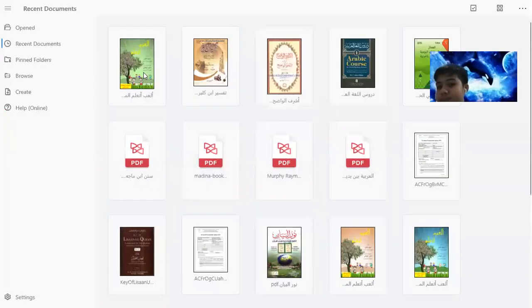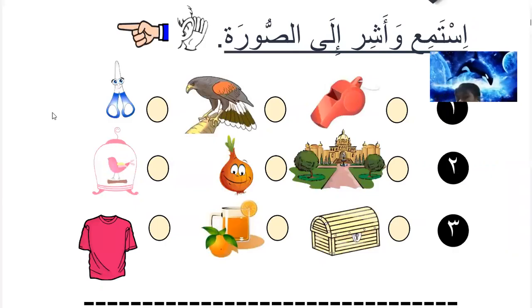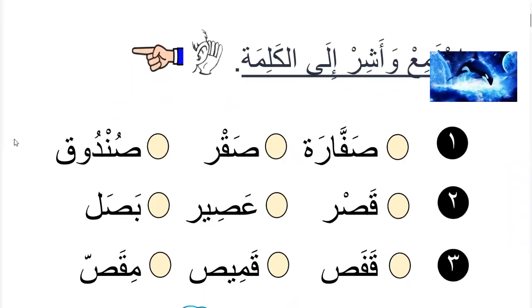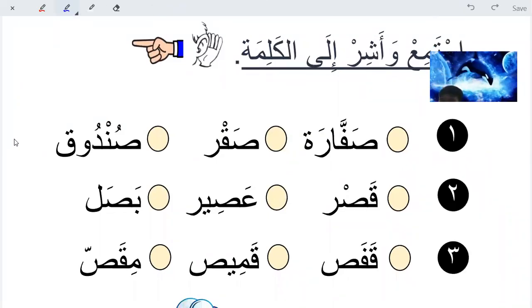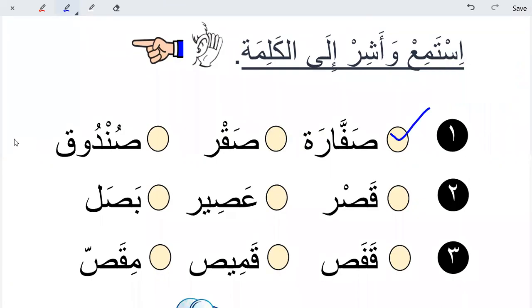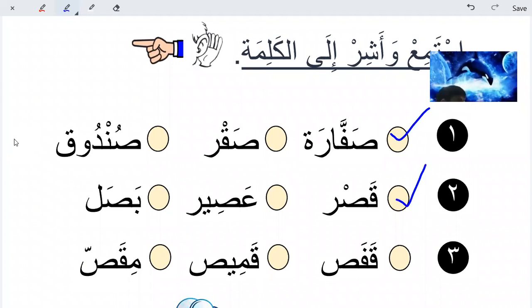So, what is the word for asir? Asir, juice, right? Yes, juice. Istamia washilil kalima, listen and point to the word. Whistle. I think it's safara. Good. Then palace. I think it's the first one, kasar. Then scissors is mikas. Mikas, good.